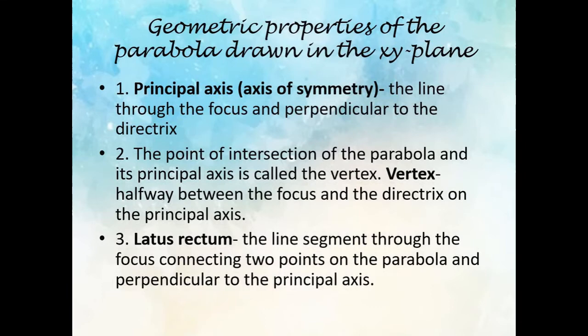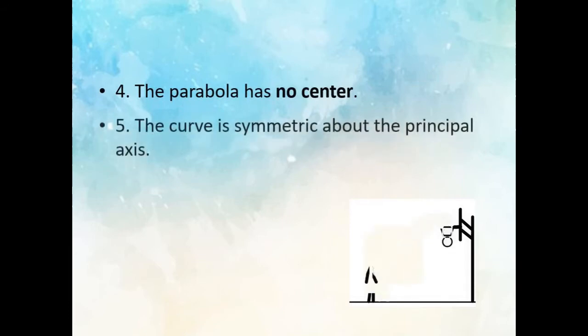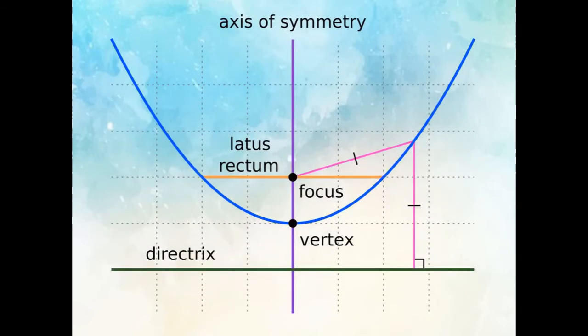Number 4. Take note that the parabola has no center. The curve is symmetric about the principal axis. Now, here is the illustration of the parabola. Here is the vertex. This is the halfway between the focus and the directrix on the principal axis. Next is the directrix. That is the fixed line. Then, the fixed point is the focus.